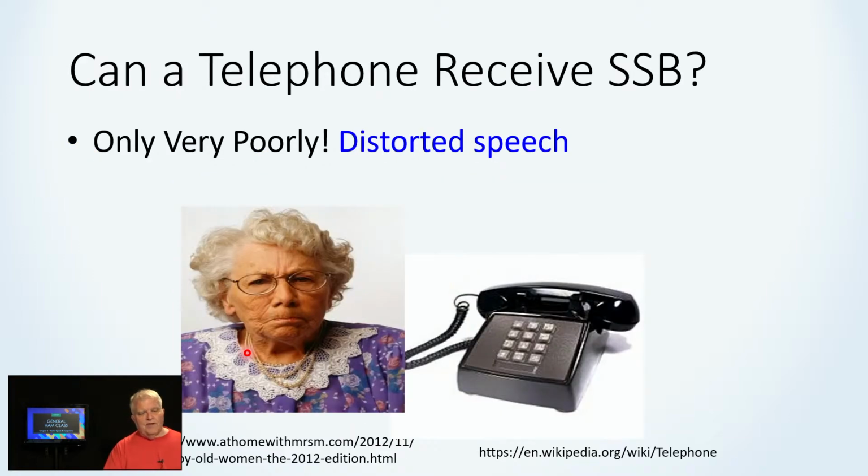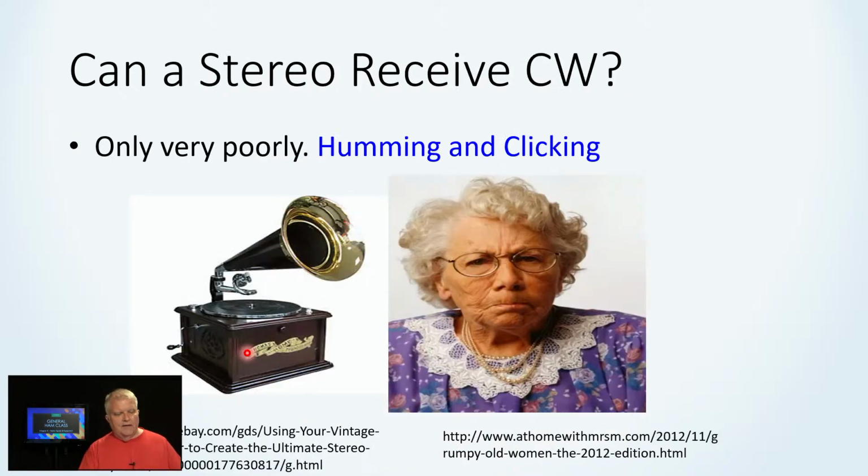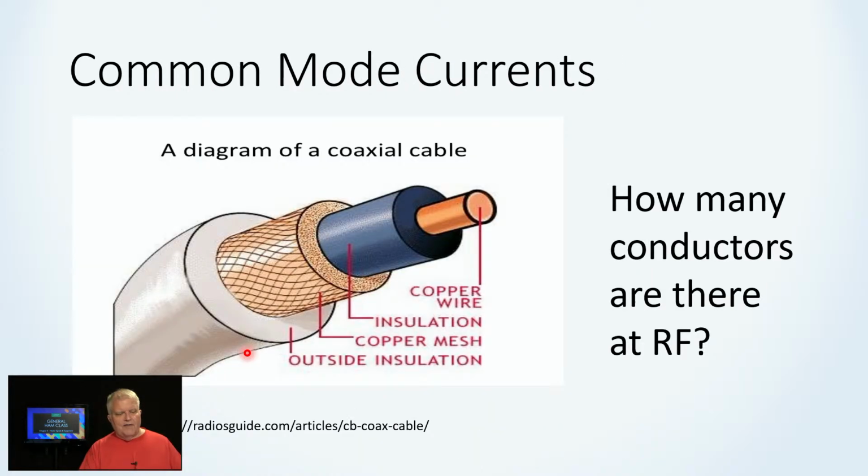Can a telephone receive single sideband? Not very well. You get distorted speech. You can't understand what they're saying. Can a stereo receive Morse code? Very poorly. You get humming and clicking. And we're going to talk more about this later, but the outside of the shield of a coaxial cable is completely independent of the inside of the shield and the center conductor. There are actually 3 conductors in a coax, and the outside of the coaxial cable can contain common mode currents.